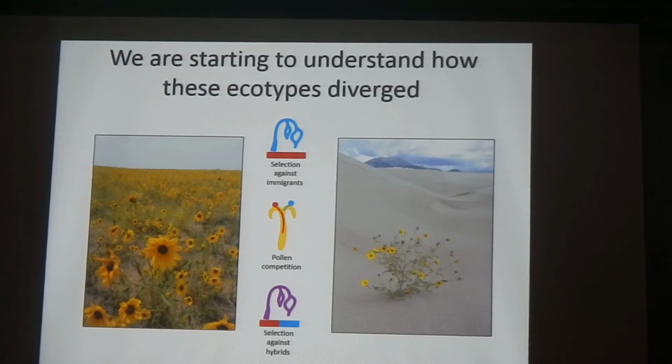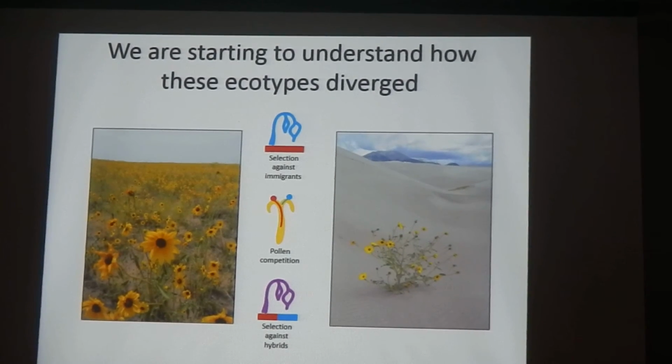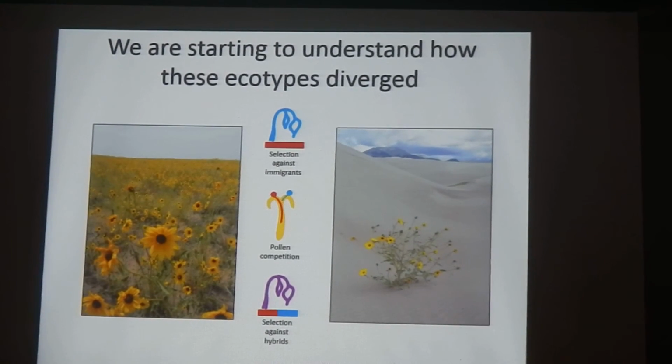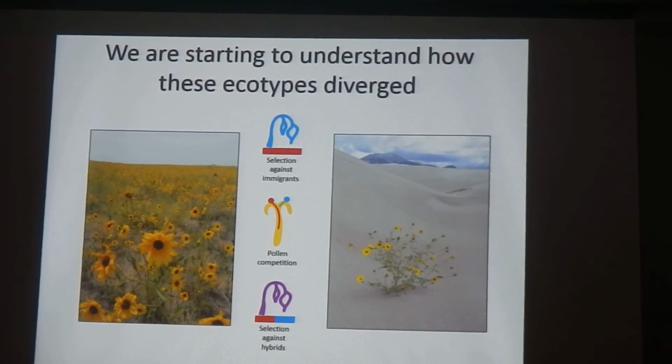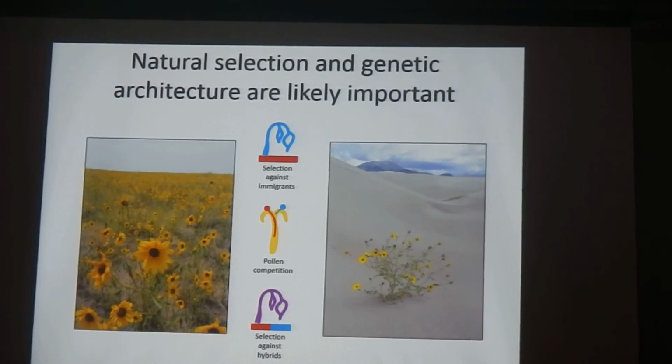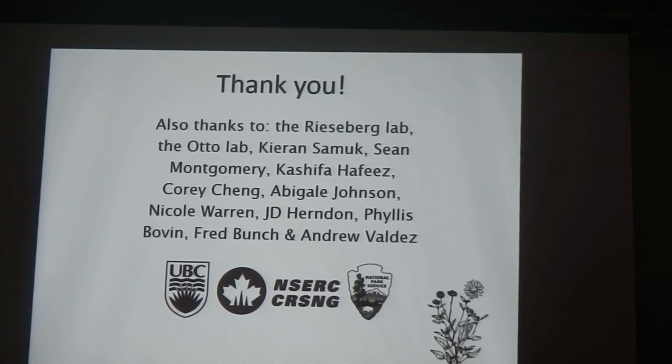So overall, I would say that we are definitely starting to get a good grasp of the barriers that are keeping dune and sand sheet sunflowers separate in the system, and that it seems like both natural selection and genetic architecture were important to that process.